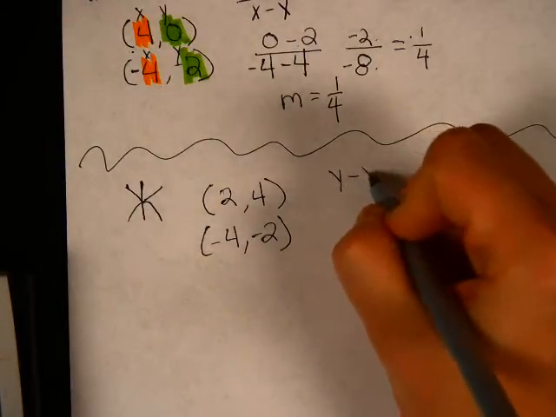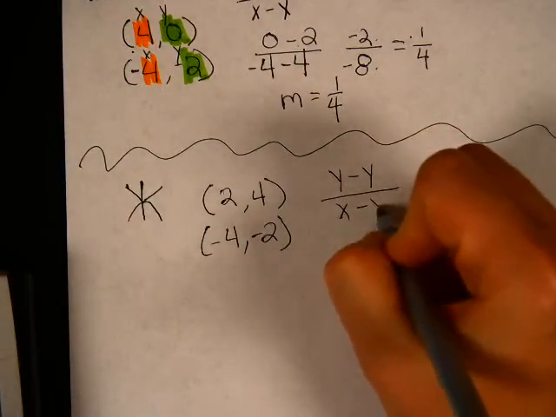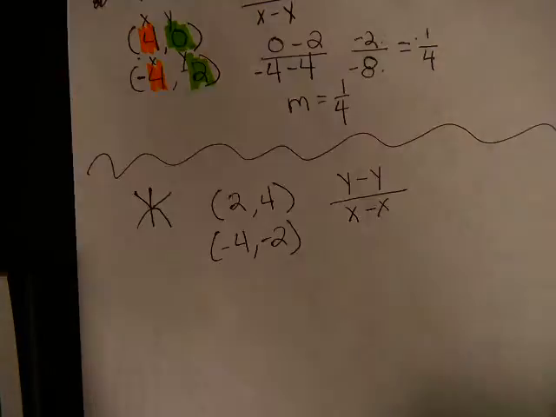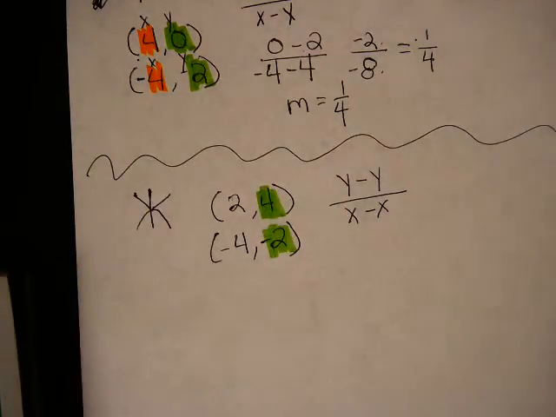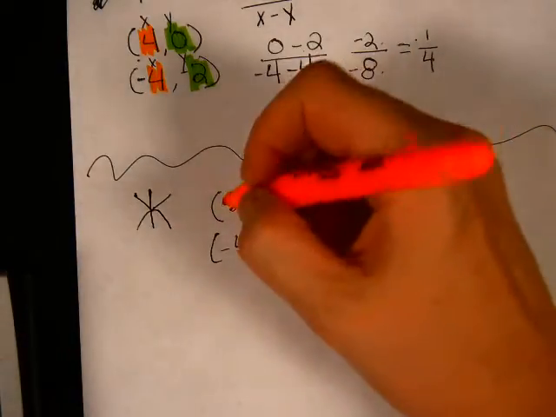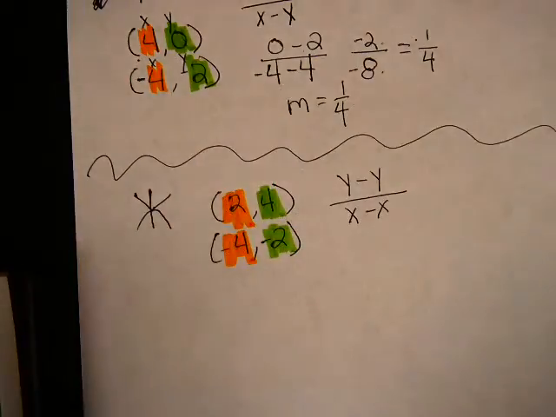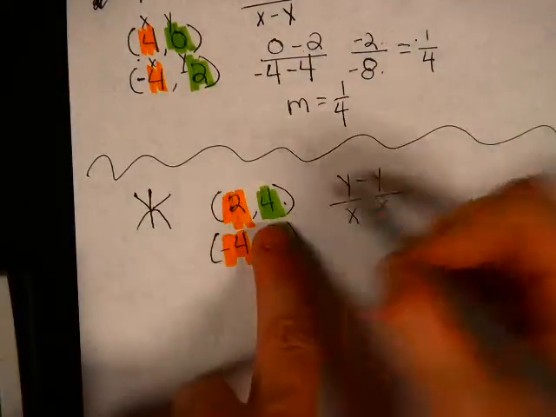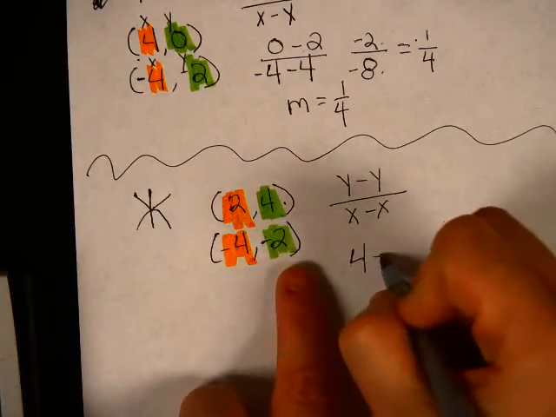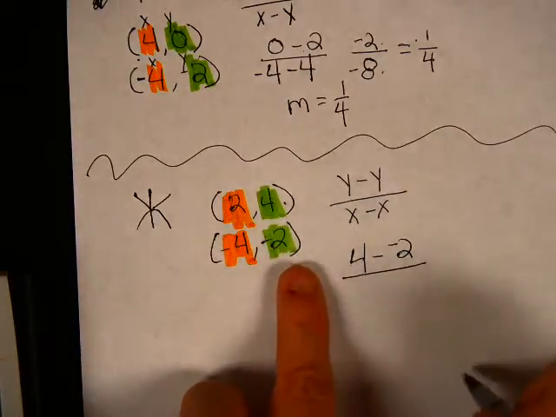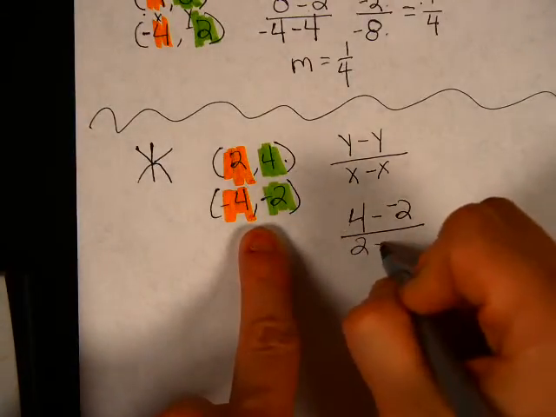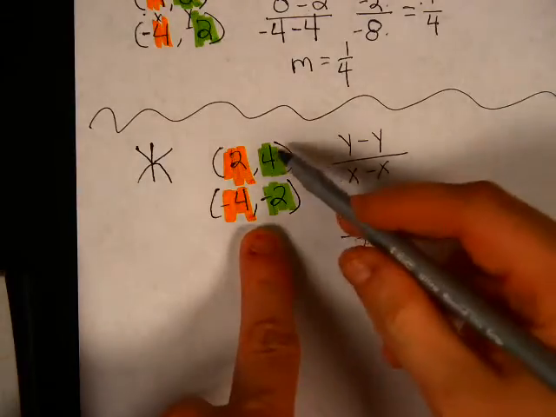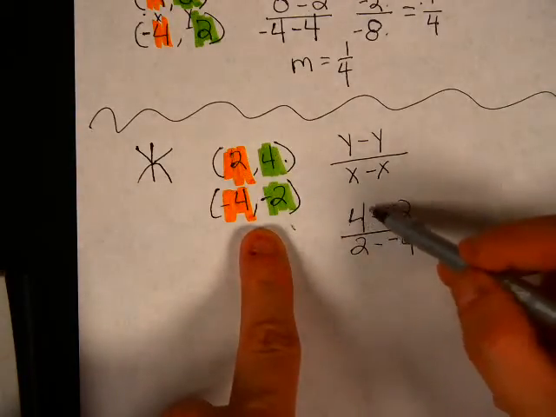You do still have to do y minus y, x minus x. Again, highlight your y's if it helps you. Highlight your x's if it helps you. So, y's go first. So, 4 minus a -2 over 2 minus a -4. And I just did the order. 4 minus a -2, 2 minus a -4.